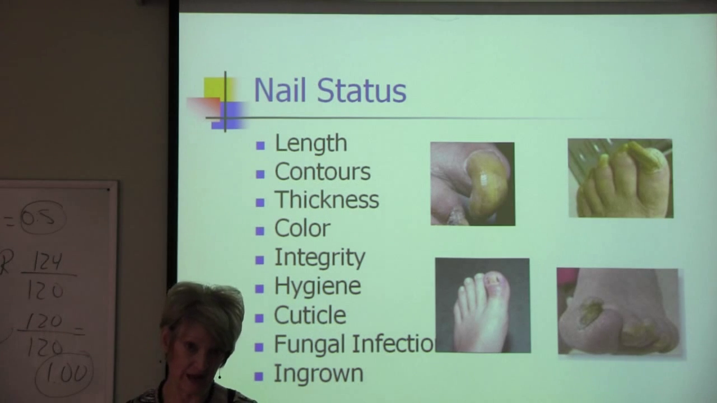What's the thickness of the nail? Because if the nail's abnormally thick, I have to find a way to thin it before I can nip it, and we'll come back to that. Also, I'm looking at the color and the integrity, because we've already talked about the fact that fungal infections typically cause yellow, brown, black discoloration. It causes the nail to become brittle or crumbly.